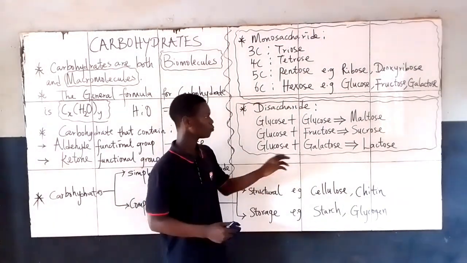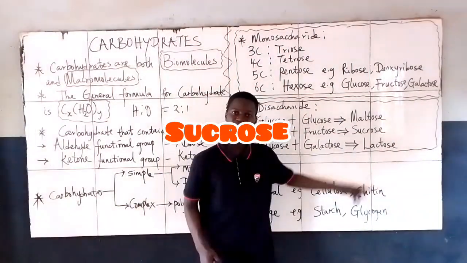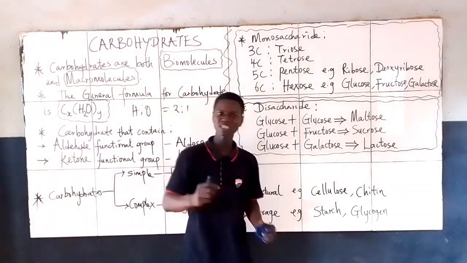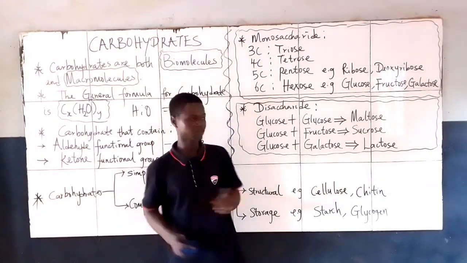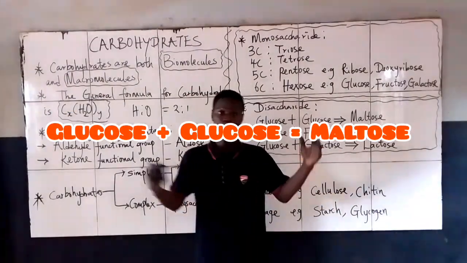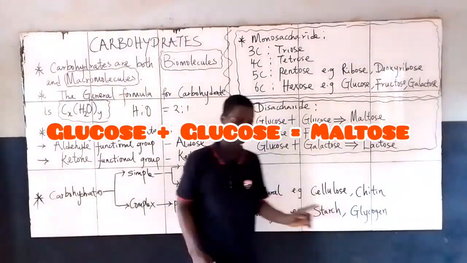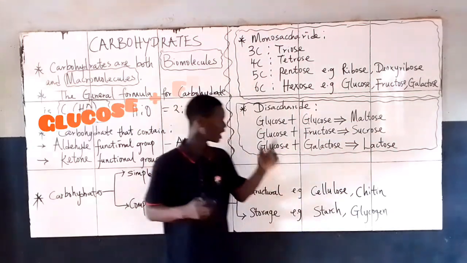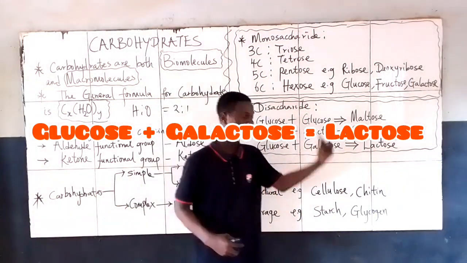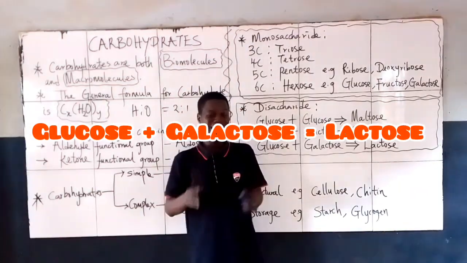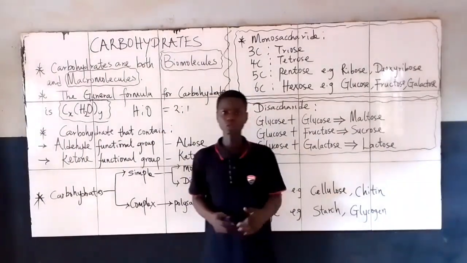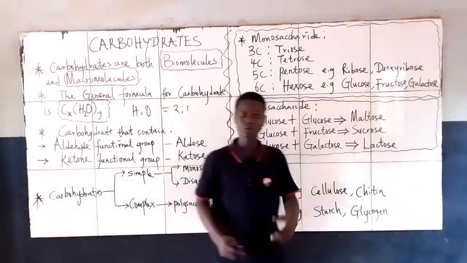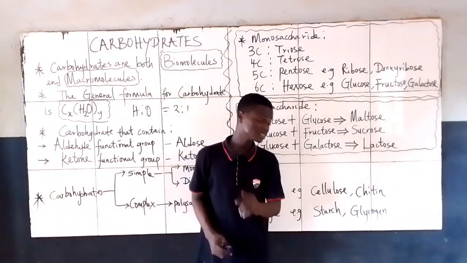Now moving from there, we'll be talking about disaccharides in a jiffy. For disaccharides, you have maltose, sucrose, and lactose. Maltose is formed from 2 monosaccharides. 2 monosaccharides will come together to form 1 disaccharide. So when glucose and glucose come together, what is formed is called maltose. But when glucose and fructose come together, what is formed is called sucrose. Now when glucose and galactose come together, what is formed is called lactose. Now take note, while glucose is called blood sugar, fructose is called fruit sugar, and galactose is called milk sugar. I hope that is taken note of.